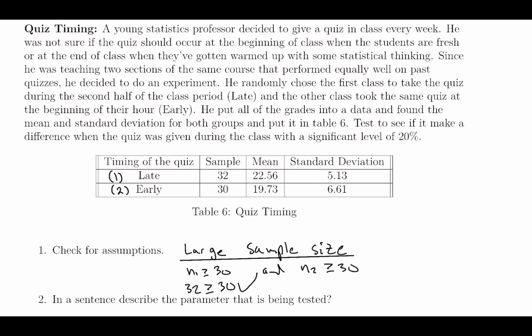Then you have to do N2, which is the early class. So you go 30 is greater than or equal to 30. So that one also checks out because 30 is indeed greater than or equal to 30. So that's our large sample size. So since this condition checks out, we're gonna say our data set is approximately normal. All right. Everybody get why our data set is approximately normal?